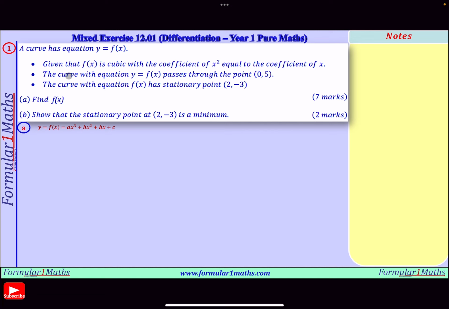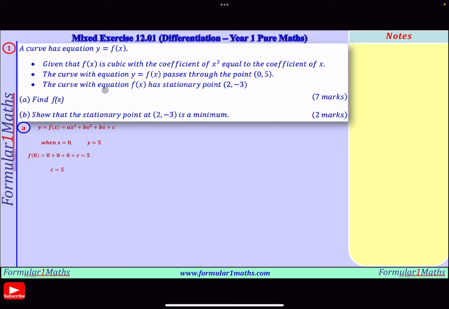The second condition states that y equals f of x passes through the point (0, 5). That means when x is equal to 0, y equals 5. So we can do our substitution in this equation to get f of 0 is equal to 0 plus 0 plus 0 plus c equals 5. And then we solve for c to get c equals 5. So this constant c is equal to 5.